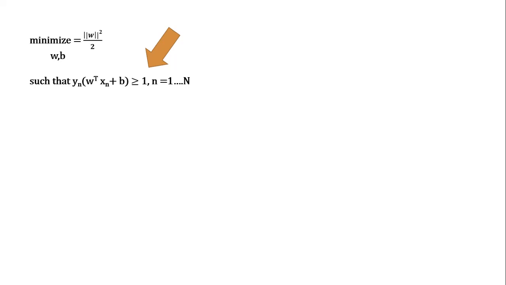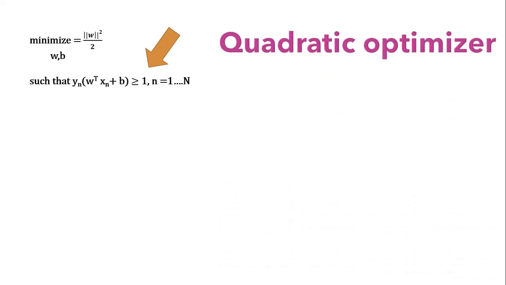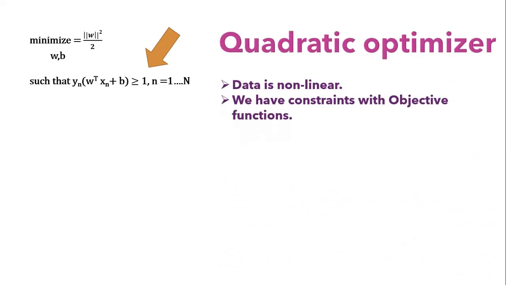So guys, I have already told you in the last video that here we will use a quadratic optimizer, as our objective function is no more linear in nature, and here we have some constraints as well. So for understanding this, let's first see how we can solve an optimization function with constraints.